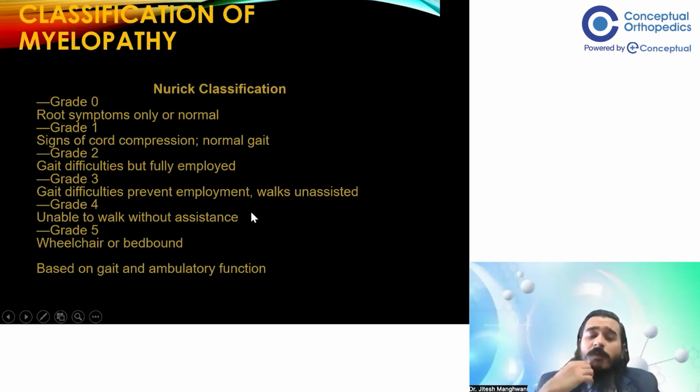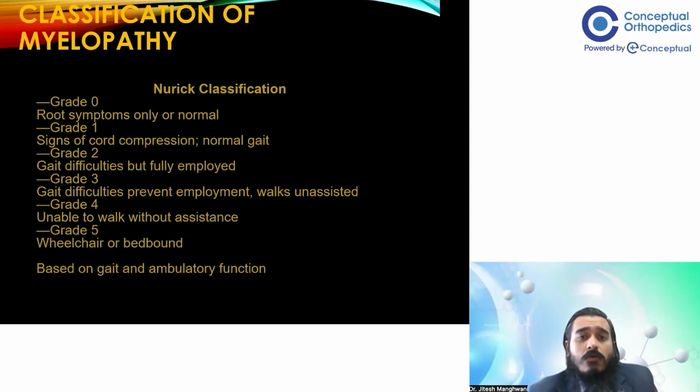Now, whenever patients come to you with myelopathy, there is a classification of myelopathy, which is Nurick's classification. What do we mean by Nurick's classification? This Nurick's classification gives you the grades of myelopathy. It is pertinent majorly to whether the patient is employed or not, and also to the gait of the patient. So it depends on the clinical presentation of the patient. It gives us the grading pertinent to whether the patient has just root symptoms or gait symptoms, and it also focuses on the employment of the patient.